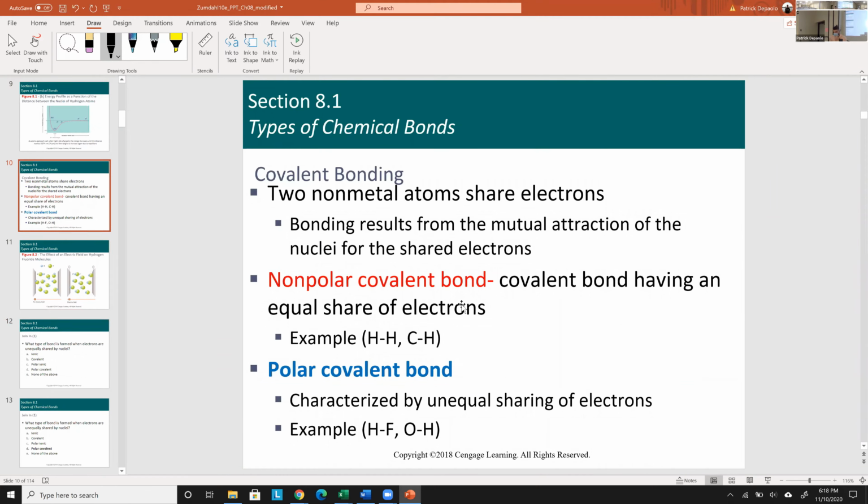Okay, so then you have covalent bonding. We talked about ionic bonding and the bonding energy associated with that. Now for covalent bonding, up to this point, we really only talked about one type where you have two nonmetals that share electrons. But we have two types of covalent bonds. One of them is called nonpolar, and the other one is called polar. Now, a nonpolar covalent bond has basically an equal share of those electrons.